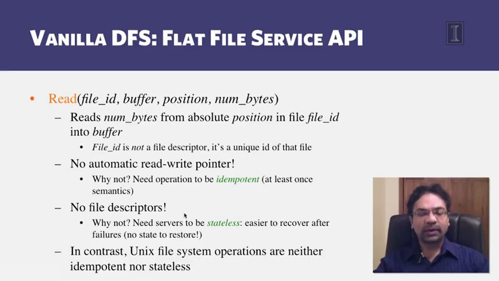Second, we don't use file descriptors. Why not? Well, essentially we want the servers to be stateless. We don't want to maintain any information on the server side, including any data structures like file descriptors, because the server might crash. If the server crashes, we don't want to lose any data and leave the server in an inconsistent state. We want the server to be able to recover from where it left off without using any state from the previous incarnation. Keeping the server stateless makes it easier to recover the server after failures because there is no state to restore. In contrast, as we have discussed, the Unix single machine operating system file system is neither idempotent nor stateless.